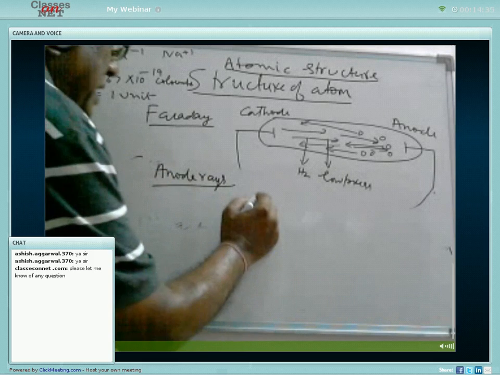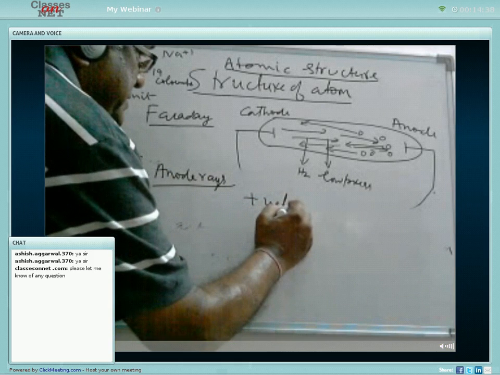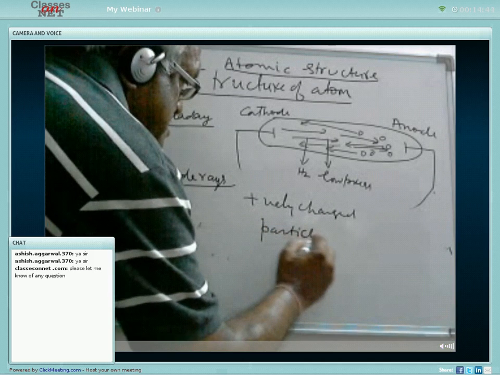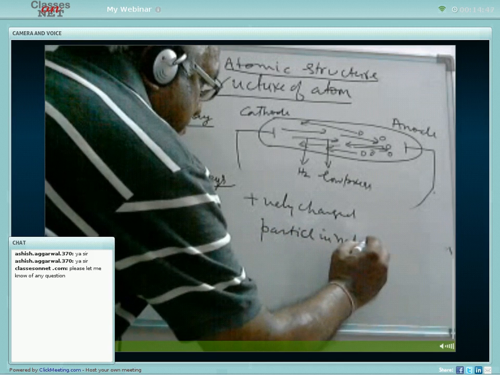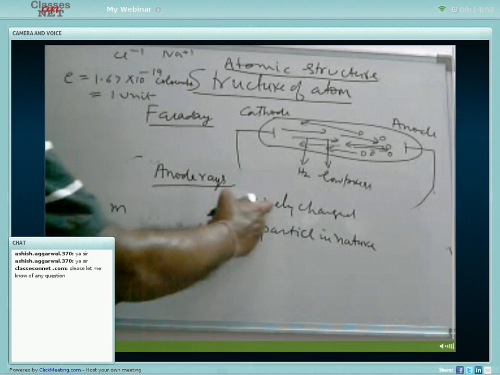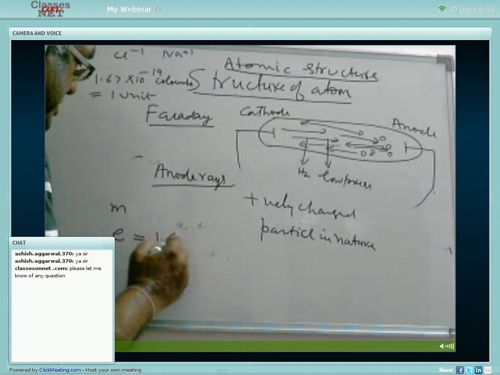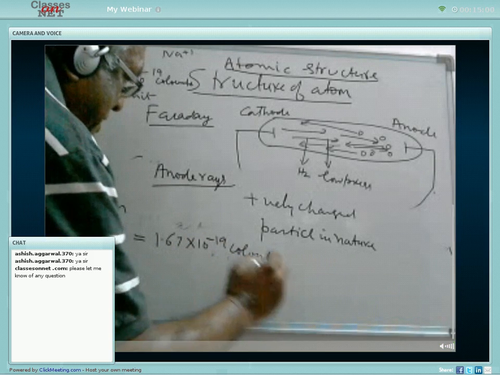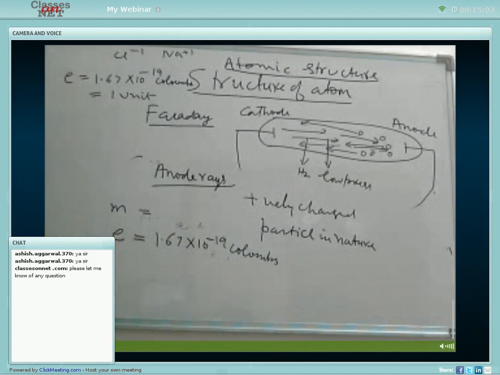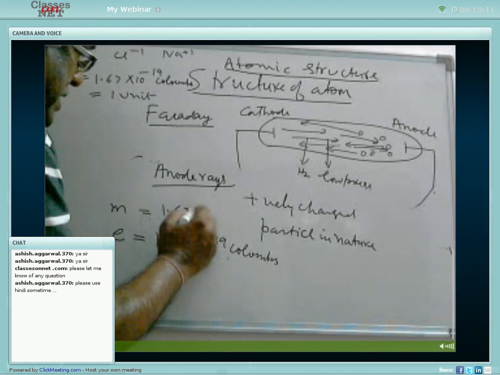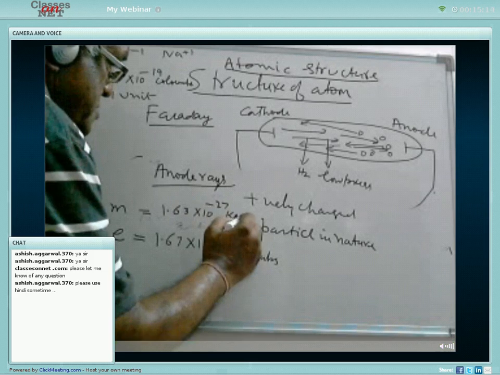These anode rays are positively charged, and they are also particle in nature. So they must have mass and they must have charge. The charge is positive, and the value comes out to be the same, 1.67 into 10 raised to power minus 19 coulombs. And the mass is equal to the mass of the hydrogen atom, which is 1.63 into 10 raised to power minus 27 kilogram.